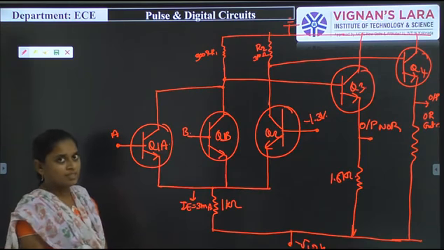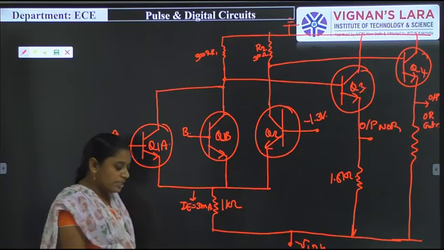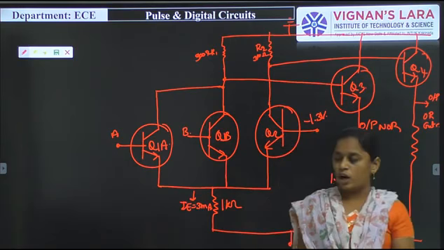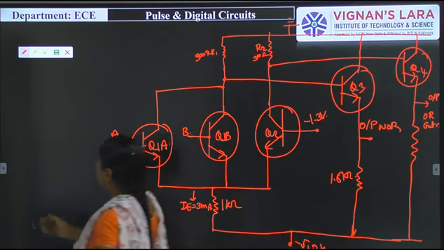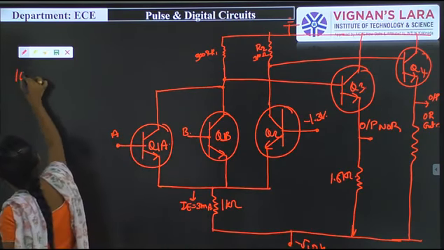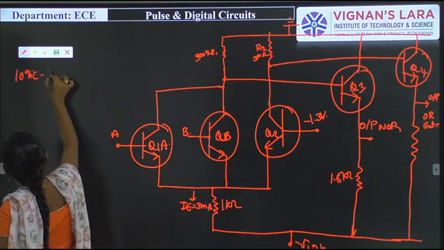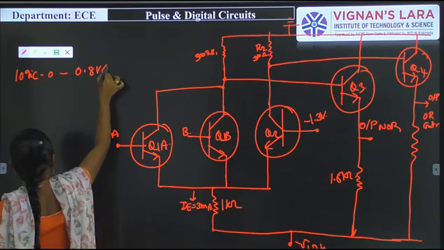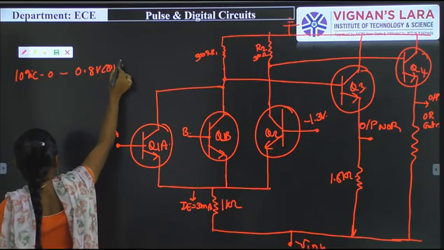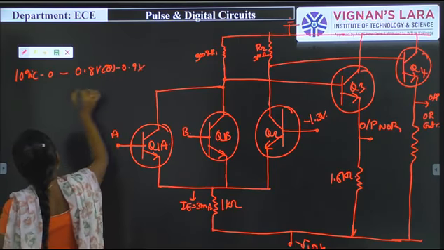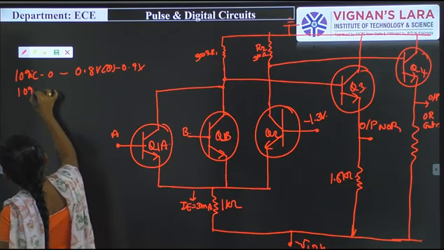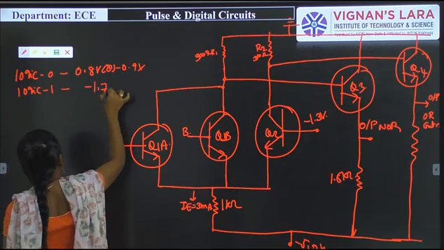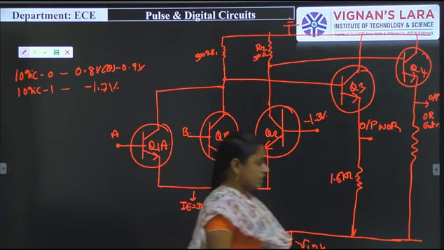So let us discuss the operation of this gate, which is operated with negative logic. In that logic, logic 0 is represented with minus 0.8 volts or minus 0.9 volts, and logic 1 will be represented with minus 1.7 volts. So that is the major thing here.